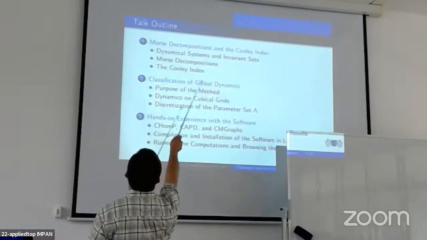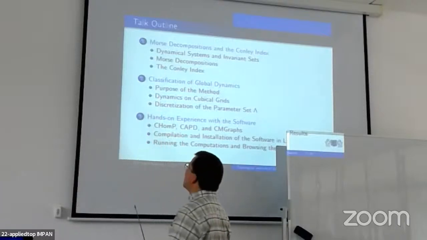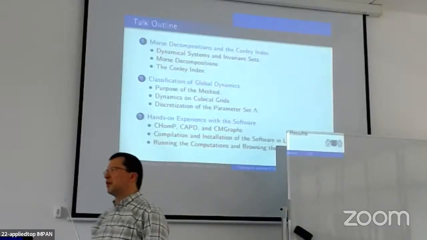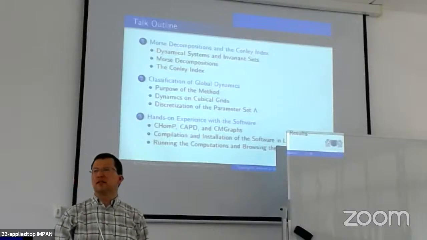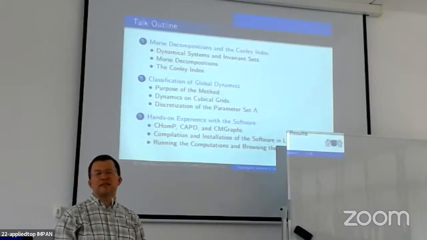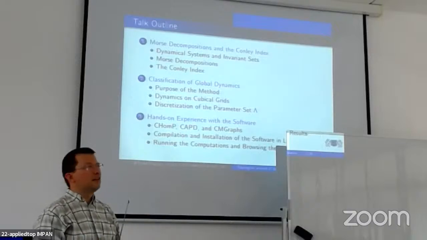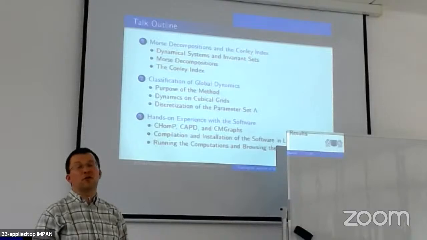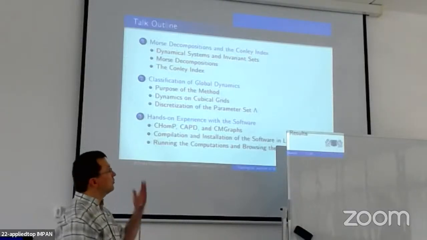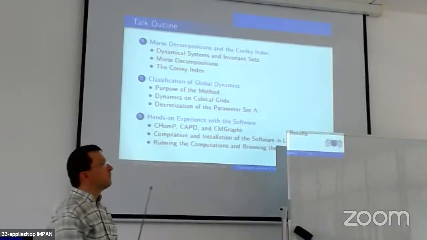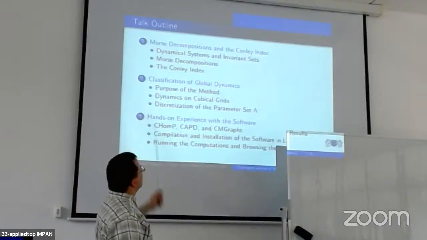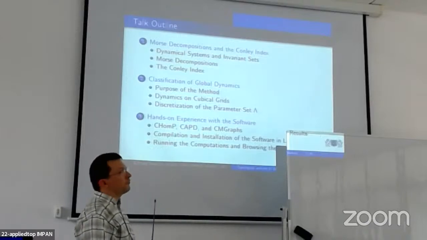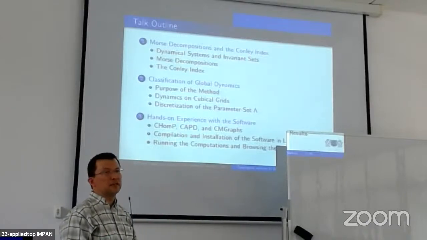First, I'm going to introduce some terminology on dynamical systems and the Conley Index. By the way, how many of you are familiar with the Conley Index? Okay, quite a few people, and for the others, I assume that you are at least a little bit familiar with the notion of dynamical systems. I'm going to recall the definition in a minute. Then I'm going to talk about a computational method for classification of global dynamics.